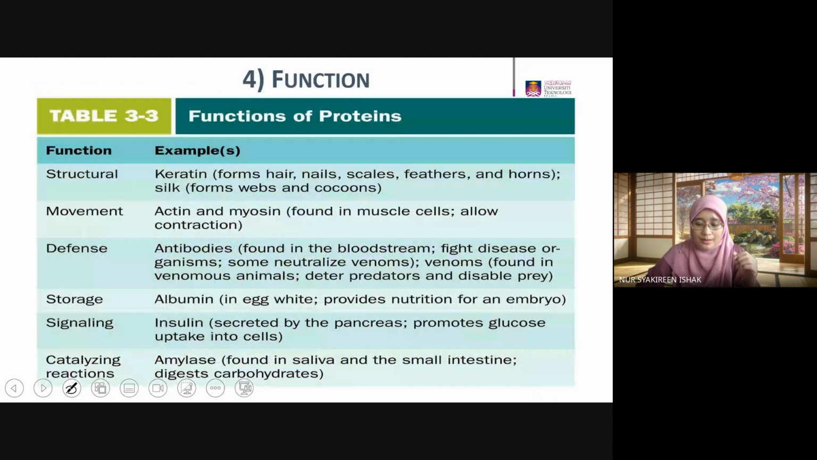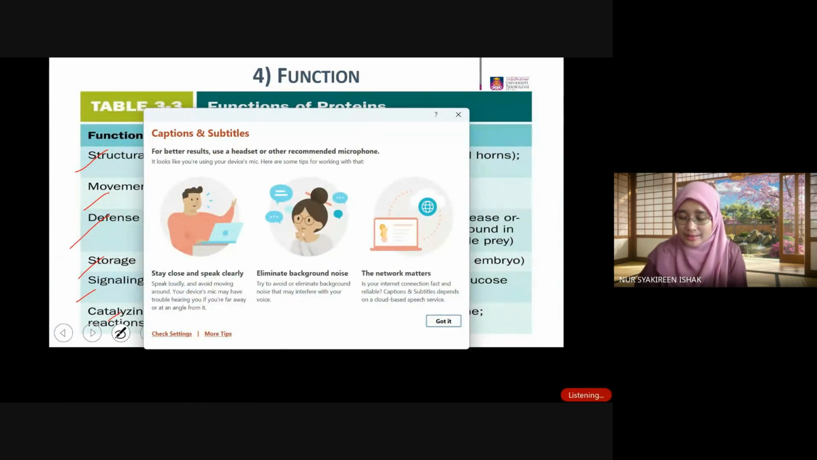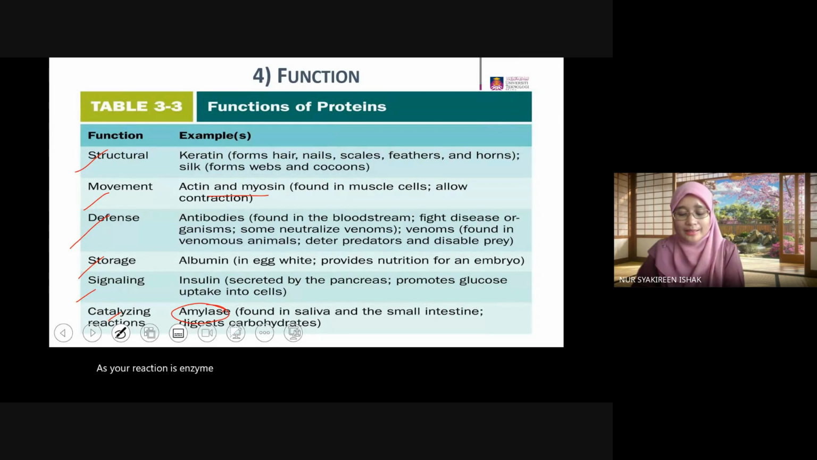And then you can also classify protein based on function. So functions: structural protein, movement, defense, storage, signaling, and also catalyzing reactions. Structural protein, for example, keratin; movement, actin and myosin in your muscle; storage, albumin, kan? So storage protein in eggs, the egg white. Catalyzing reaction is enzyme, okay? And then signaling is hormones, okay? So I think that's it.